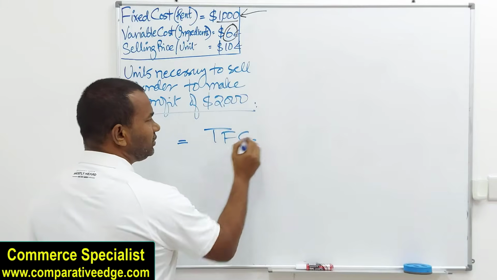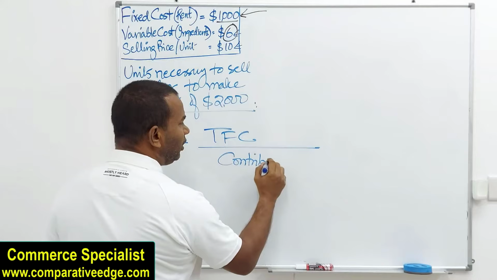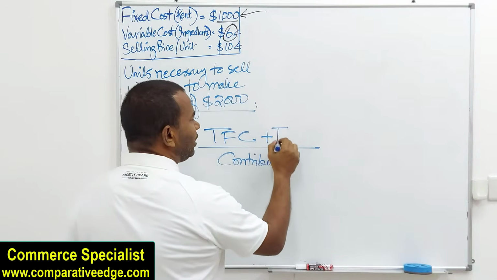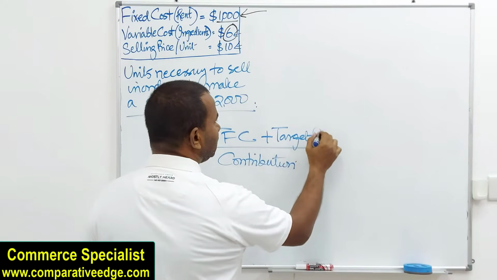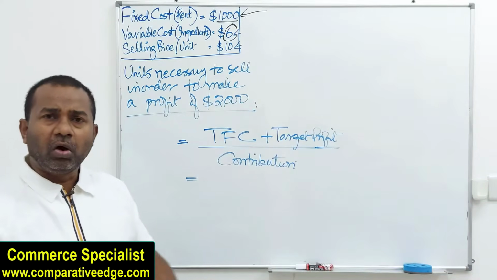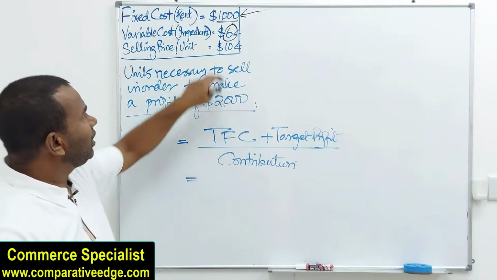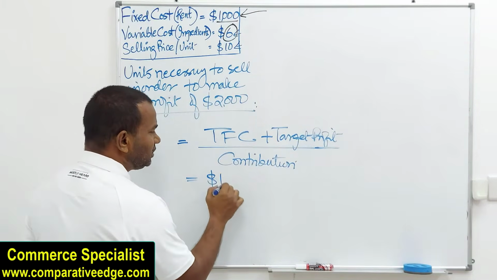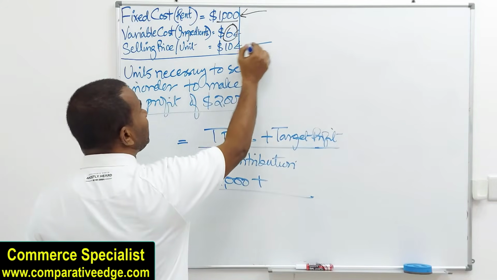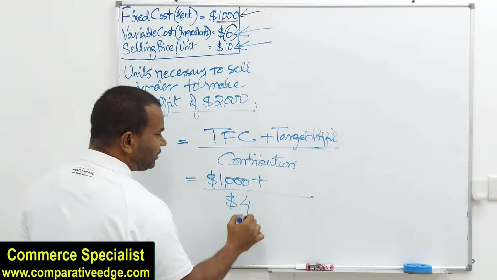Total fixed cost divided by contribution. This is the normal formula of break even. The only thing you do is add your target profit here. So all details and numbers are as before, I'm just plugging in the figures. Total fixed cost happens to be $1,000. Your contribution, selling price minus variable cost, I'm putting it directly as $4.